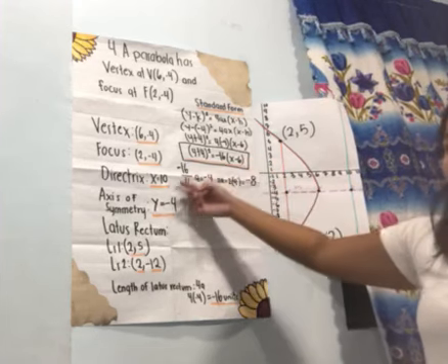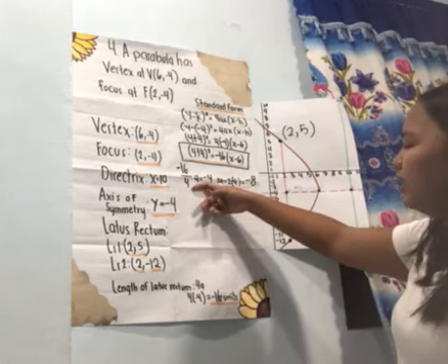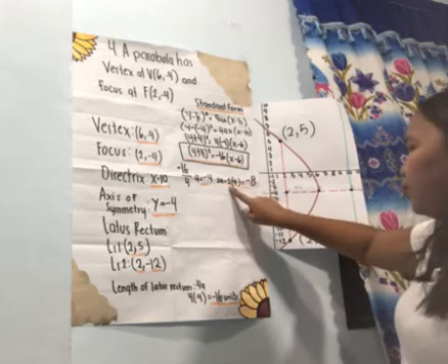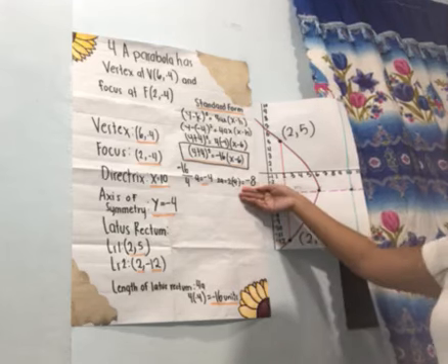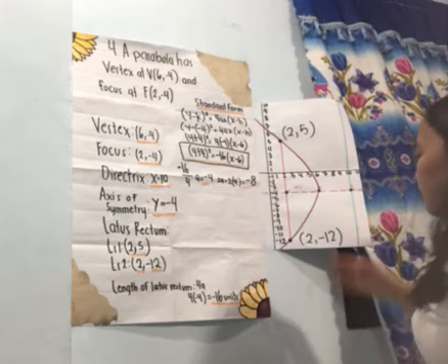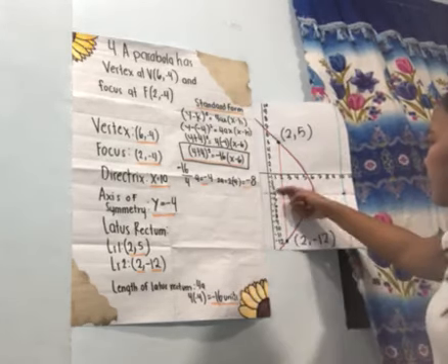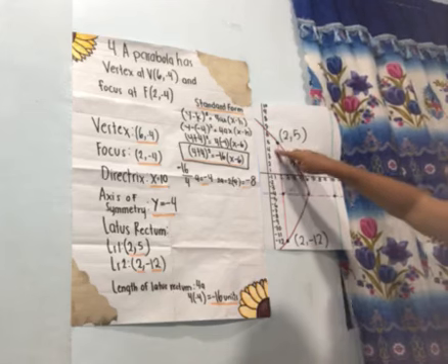So, the -16 we will divide by 4. That is, a = -4. 2a = 2 times -4 = -8. This -8, we will use it to get the latus rectum 1 and 2. So, from this, we will count it: 1, 2, 3, 4, 5, 6, 7, 8.